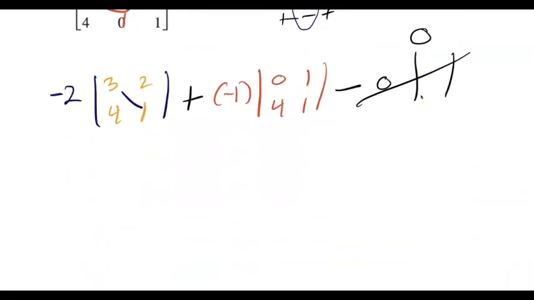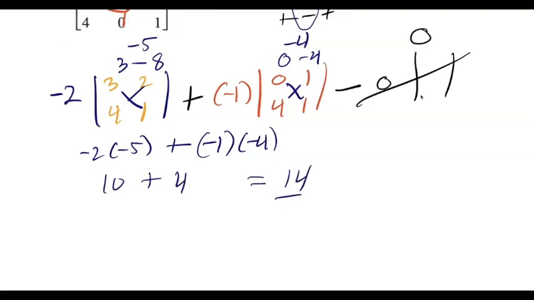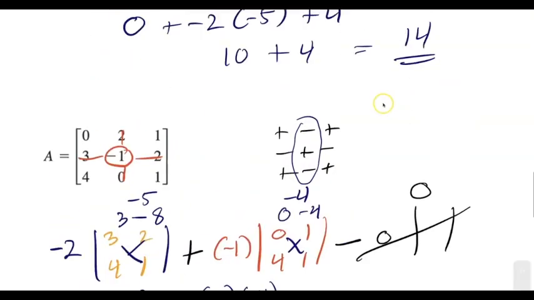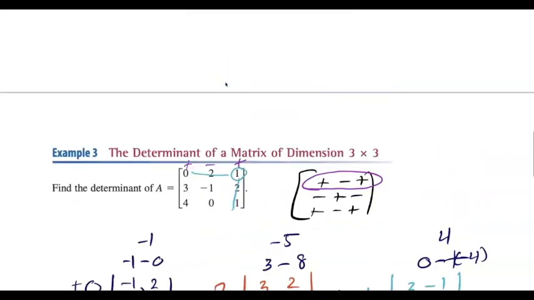We're going to do down minus up, 3 minus 8, so -5, -2 times -5, plus down is 0, minus up, -4. I get -4, -1 times -4, and we get 10 plus 4 is 14. That's how you find the determinant of a 3x3 matrix with cofactors. So you expand by cofactors. You have this cofactor chart, and just pick the row that has the most zeros, honestly, or the top row if it's the easiest. So that's how you do a 3x3 by hand.